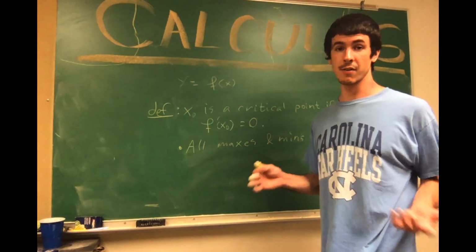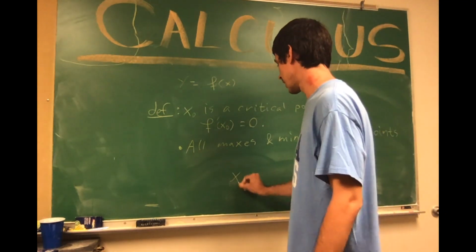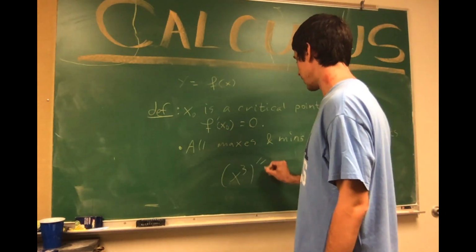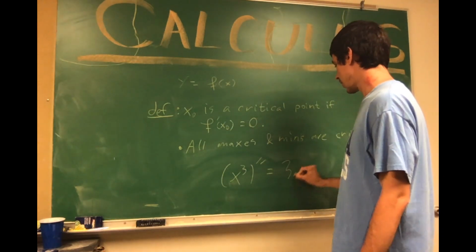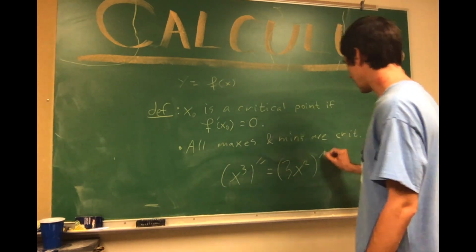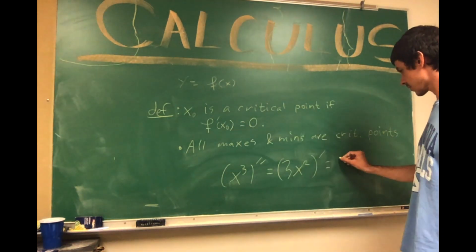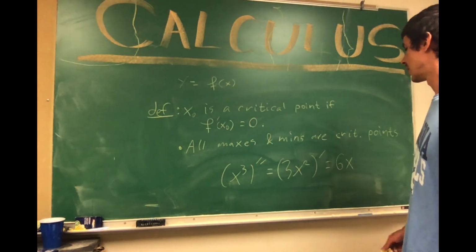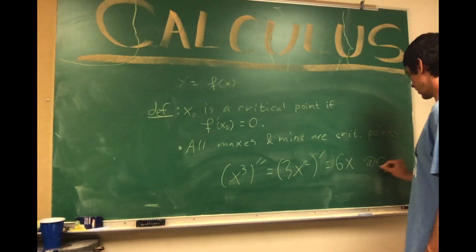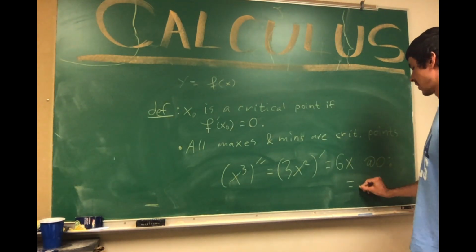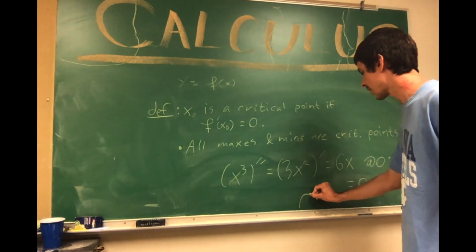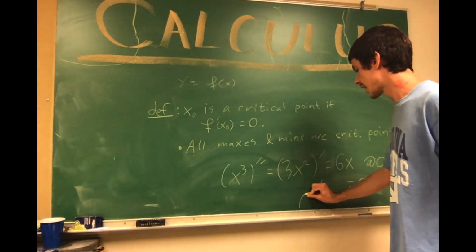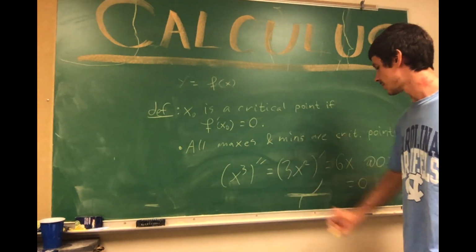And sure enough, the second derivative of x cubed, f double prime, equals the derivative of 3x squared, which is 6x. And you evaluate that at 0. That 0 equals 0, and that's where the critical point is. So the second derivative here is also 0.